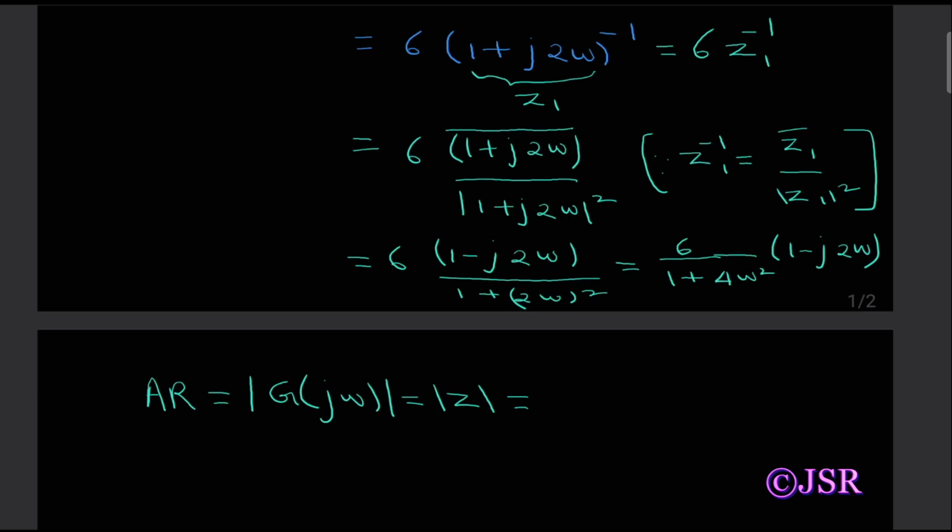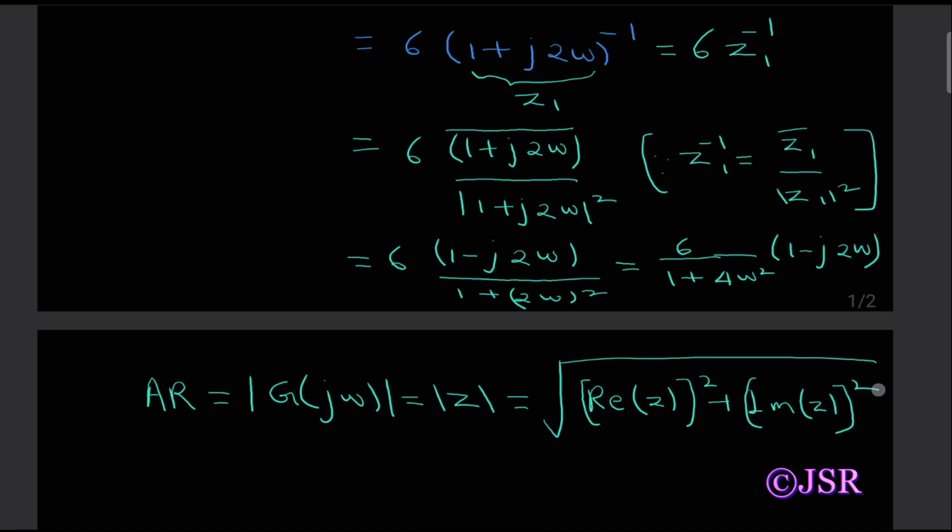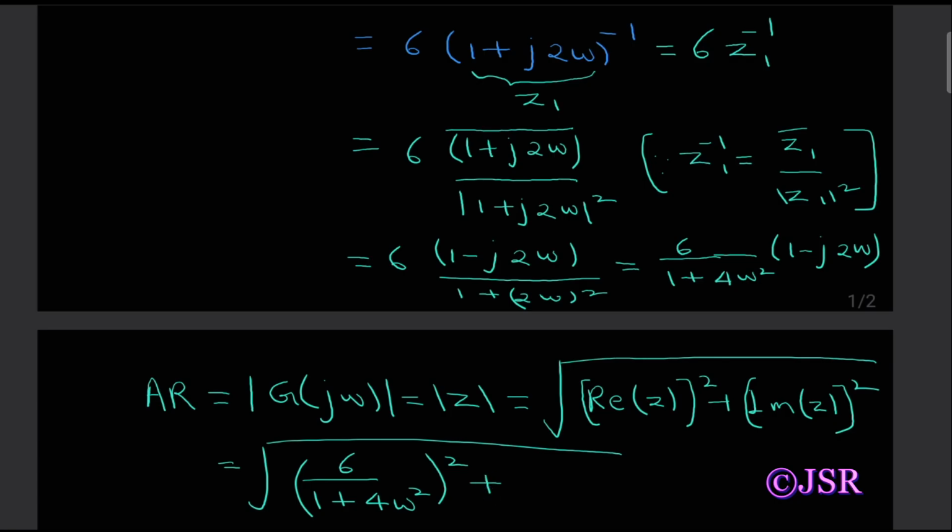So therefore we will have square root of the real part of z whole square plus imaginary part of z whole square, and that will be equal to under root of 6 upon 1 plus 4 omega square, this is the real part, square, plus the imaginary part is minus 2 omega, or 2 into 6, that is 12 omega, upon 1 plus 4 omega square, whole square.